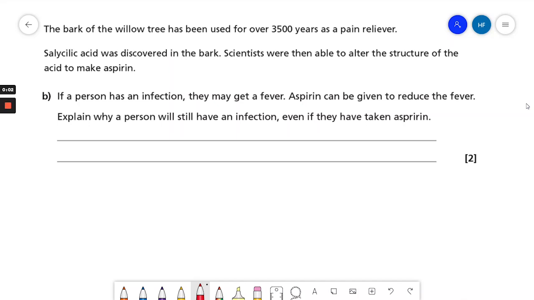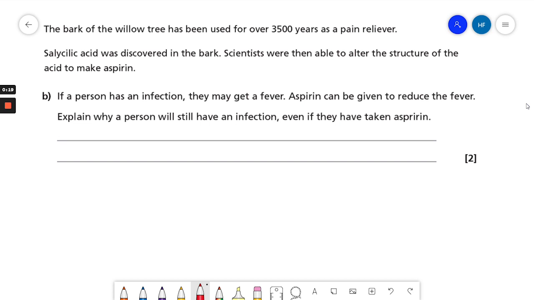Let's have a go at this exam style question. The question says, the bark of the willow tree has been used for over 3,500 years as a pain reliever. Salicylic acid was discovered in the bark. Scientists were then able to alter the structure of the acid to make aspirin.